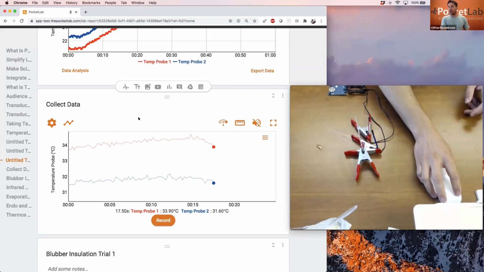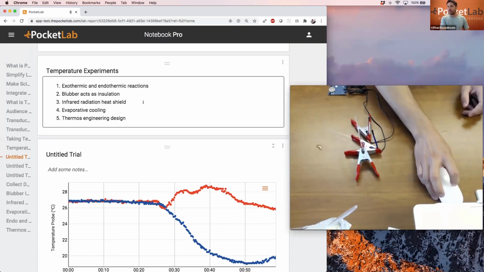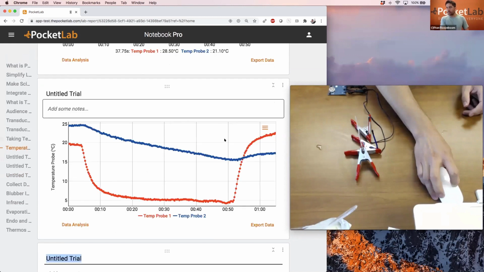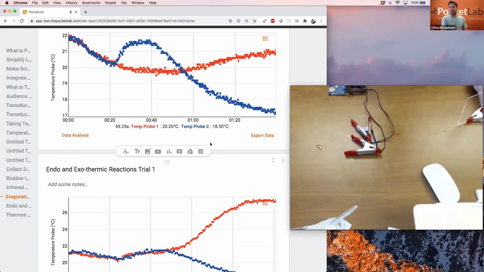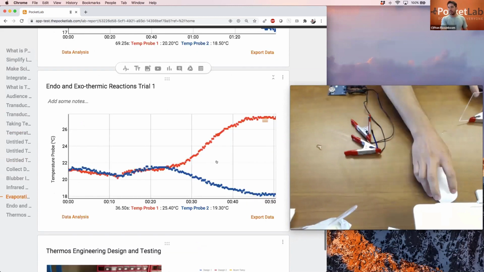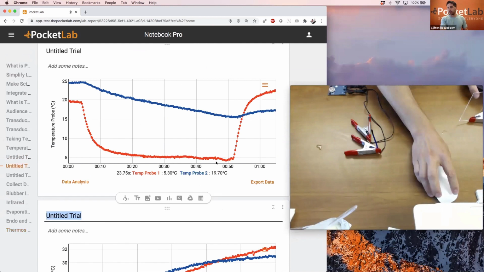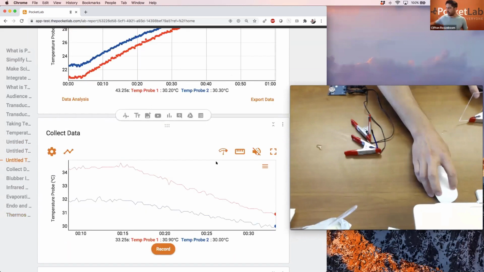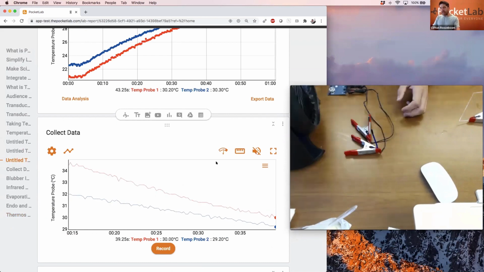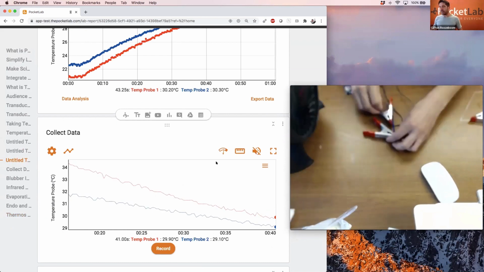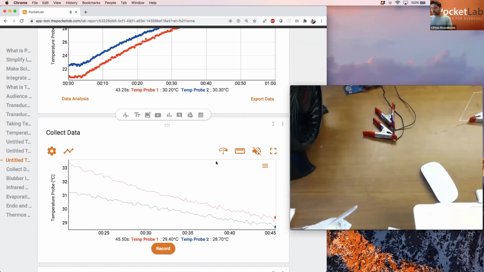Next, let me see my agenda. Oh, evaporative cooling. So I'm going to use the same setup, and now I'm going to bring in a fan. Oh, scrolled too far. Sorry, my computer's a little laggy with everything going on AV-wise. Okay, so if you can see here, I have a tabletop fan and two temperature probes. I'm going to turn on that fan.